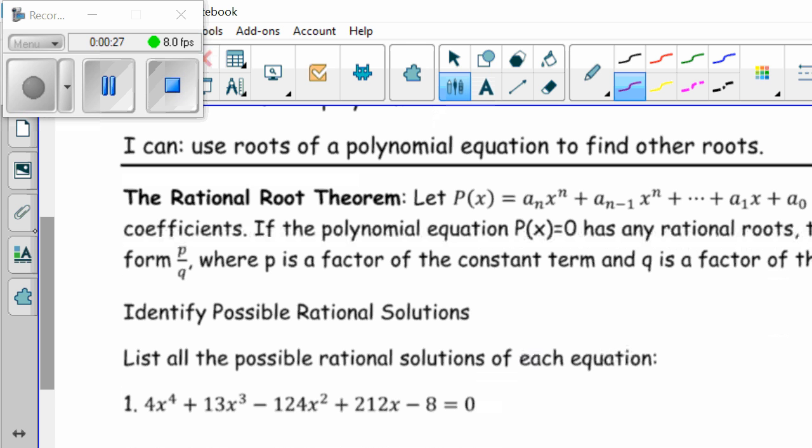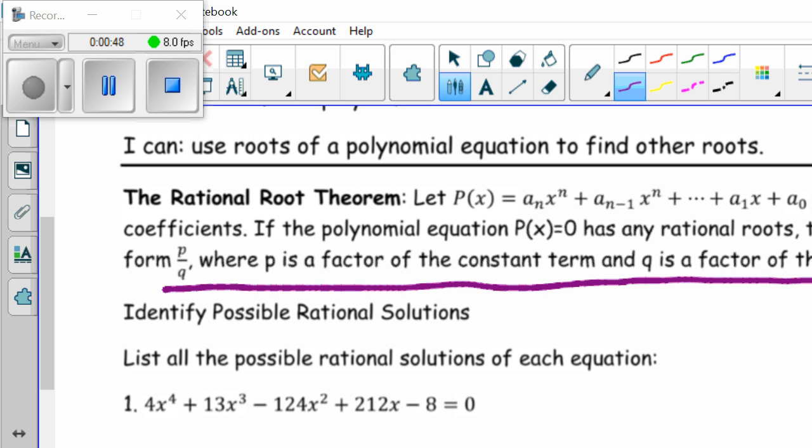So we're going to let P be a polynomial with integer coefficients. If the polynomial equation P of x is equal to 0 has any rational roots, then each rational root is of the form p divided by q, where p is a factor of the constant term and q is a factor of the leading coefficient. Okay, so this is the important stuff. P divided by Q, this is how we're going to find rational roots. Remember that another word for roots is zeros or x-intercepts or solutions.